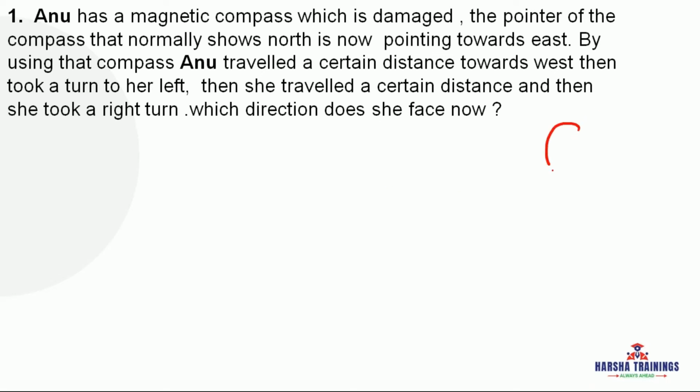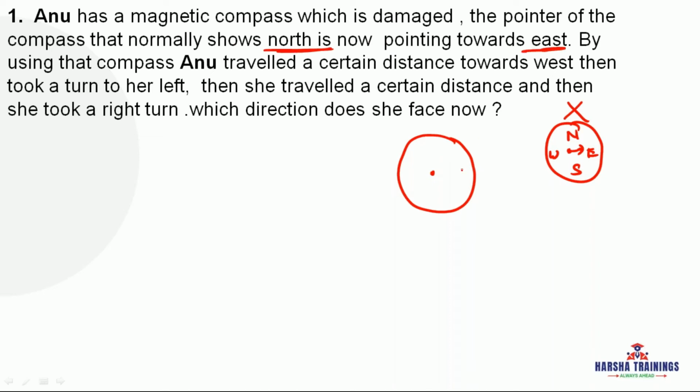Okay, the magnetic compass looks like this. So north side, east side, south side, and west side. One hand is given, right? Magnetic compass. So actually this magnetic compass is damaged. Now that normally showed north is now pointing towards east side.